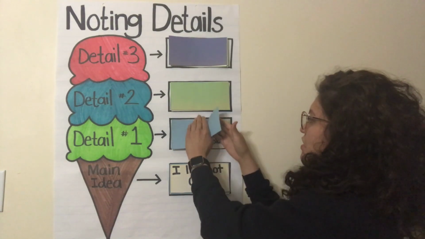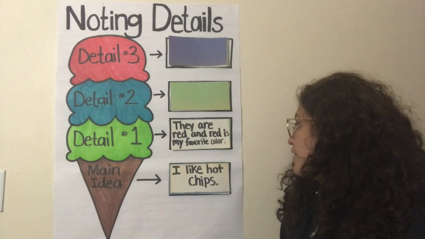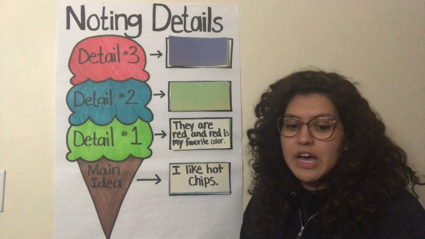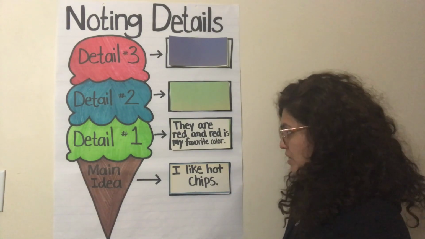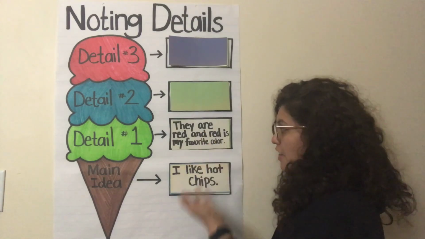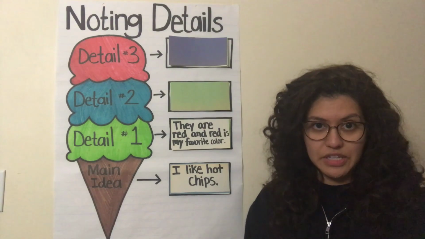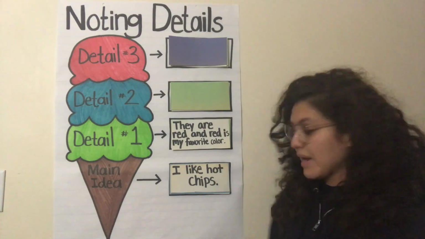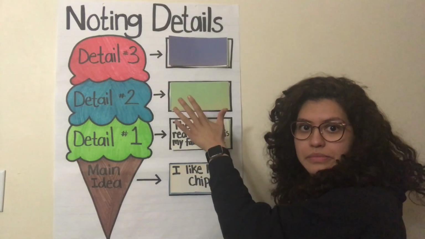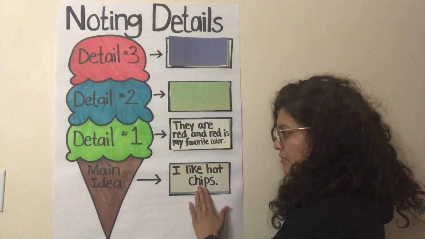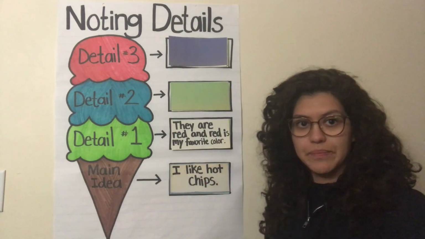So here's one thing that you could do. The first detail: they are red, and red is my favorite color. So now we see somebody describing why they like hot chips. They like hot chips because here's one detail. They are red, and red is my favorite color. Let's look at what's another detail that you can add to this. Again, the main idea, everything that you're going to see up here has to do with hot chips, because that's the main idea. These are all things that describe what we're talking about.